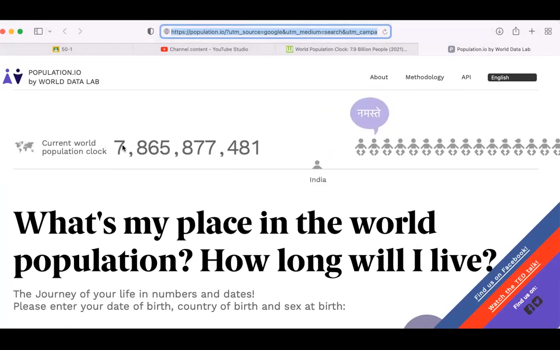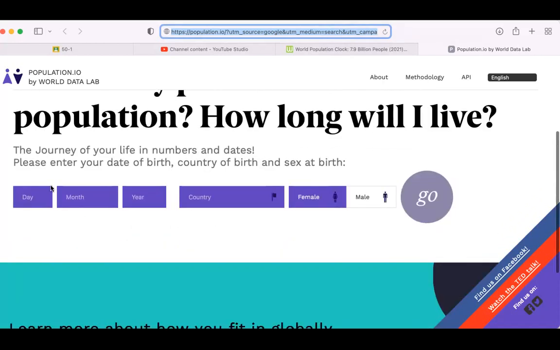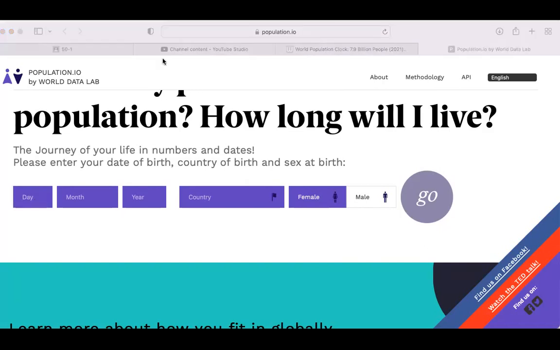All right, so here's also the world population clock. And then it tells you where those people are being born. So I'm just going to put in my information first. Date of birth, country of birth, and sex at birth. Yeah, because it depends on when you were born and where you were born. Oops, hold on. Now Line won't see me. Yeah, I'll do it later.